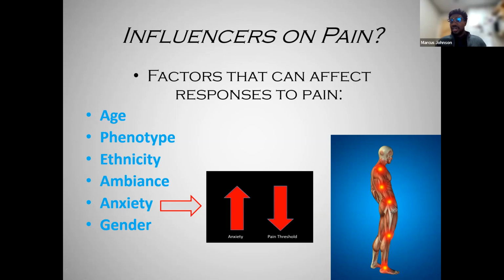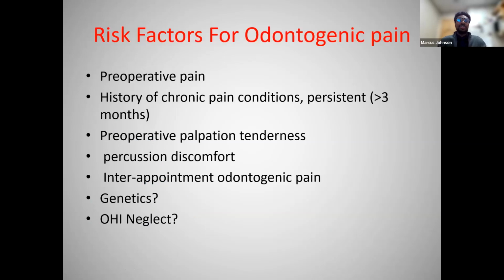All of those do have some sort of value, and I'm going to highlight a few studies on predictive values and really assessing pain. Here are just a few risk factors. We already kind of touched on genetics and that importance, and obviously gender as well.